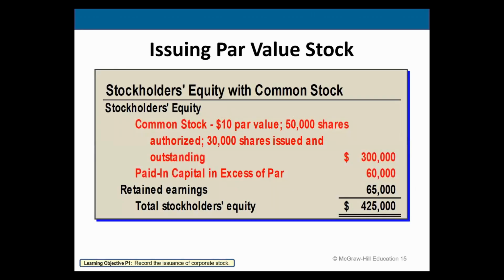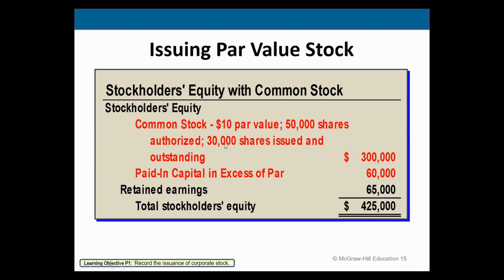The paid in capital in excess of par value account is added to the par value of the stock in the equity section of the balance sheet as shown here. So remember, on the balance sheet, you would list your assets, your liabilities, and your stockholders' equity. So we see here stockholders' equity, and we have common stock, $10 par value, 50,000 shares authorized, and 30,000 shares issued and outstanding. We only would list the amount that was issued and outstanding.